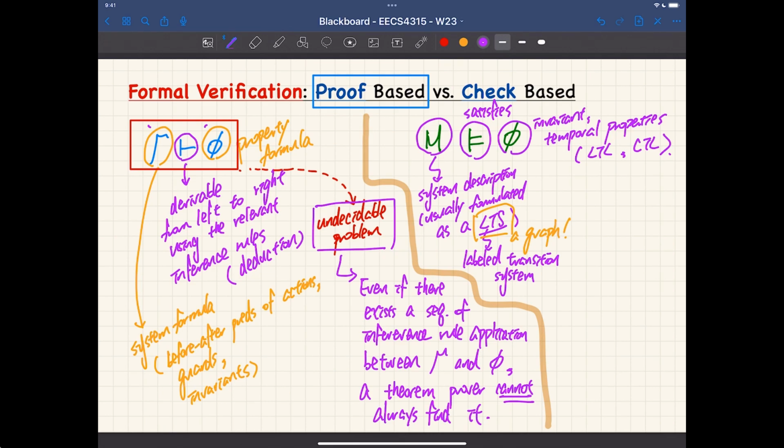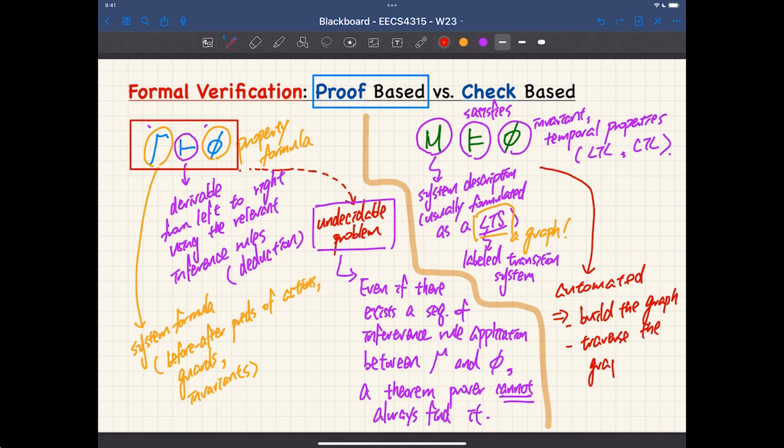And why are these two approaches different? Remember we said before, this approach is completely automated, in the sense that you build a graph, and then traverse the graph to check the property.